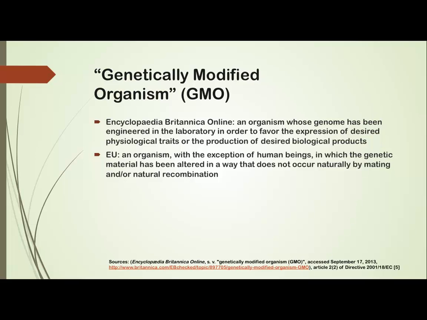First, I would like to begin by defining exactly what a GMO is. Encyclopedia Britannica Online defines a GMO as an organism whose genome has been engineered in the laboratory in order to favor the expression of desired physiological traits or the production of desired biological products. The EU defines GMO as an organism, with the exception of human beings, in which the genetic material has been altered in a way that does not occur naturally by mating and or natural recombination.